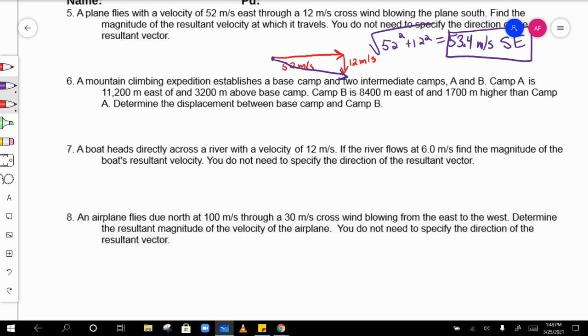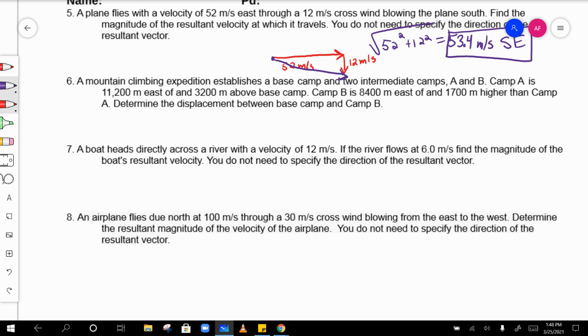Okay, number 6 says a mountain climbing expedition establishes a base camp and 2 intermediate camps, A and B. Camp A is 11,200 meters east and 3,200 meters above base camp. Camp B is 8,400 meters east and 1,700 meters higher than Camp A. Determine the displacement between base camp and camp B.